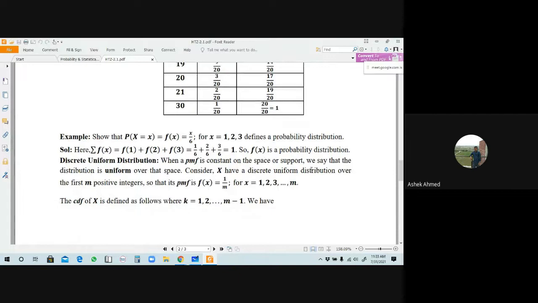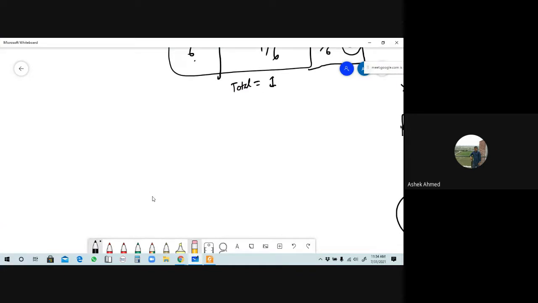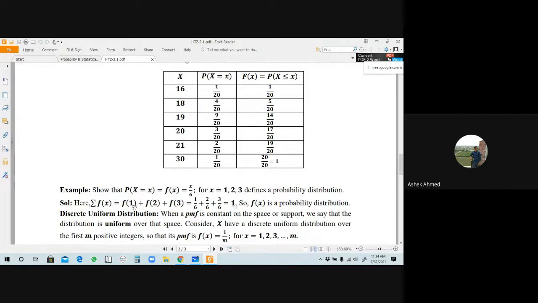Look here, show that this represents or defines a probability distribution. What do you mean by probability distribution? Probability distribution means the sum of all probabilities will be 1, is it right? Yes, sir. So this f of x equals x by 6 represents a probability distribution. From here we can say that the sum of f of x for x from 1 up to 3 will be 1. If this holds, then we can say that f of x will be a probability distribution. Understand? So what do you mean by this?